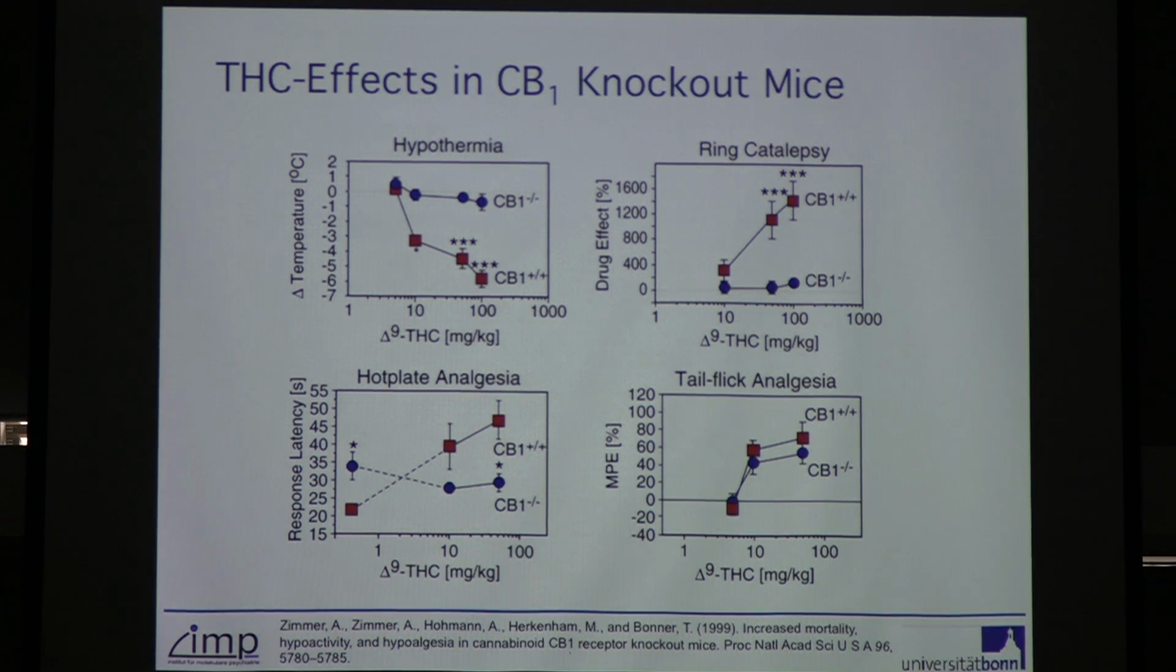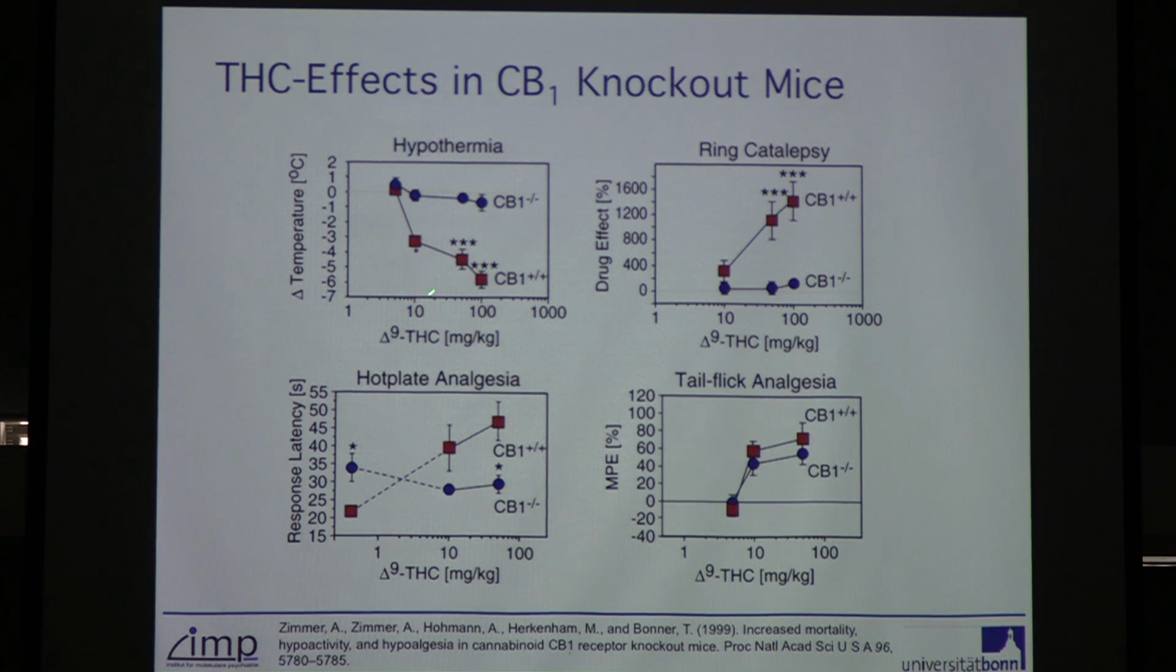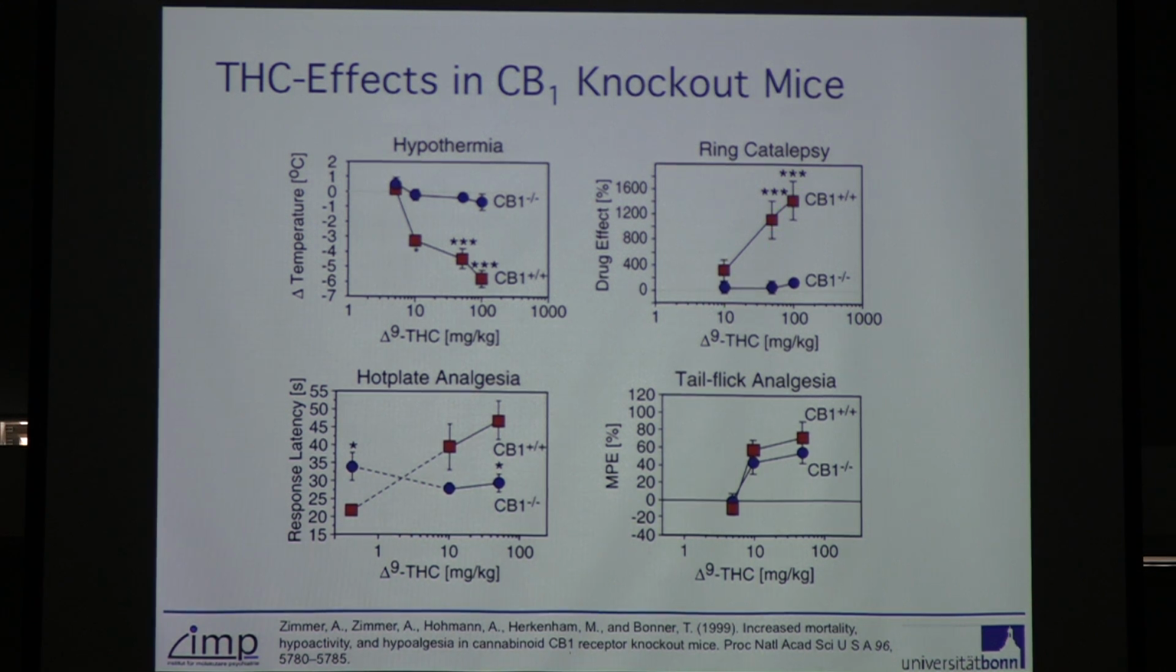body temperature in wild-type animals. Dose-dependently, it goes down by 5 to 6 degrees Celsius. And this is completely gone in knockout mice. They show no drop in body temperature. Same is true for ring catalepsy. We see very profound catalepsy with THC, completely abolished in knockout mice.